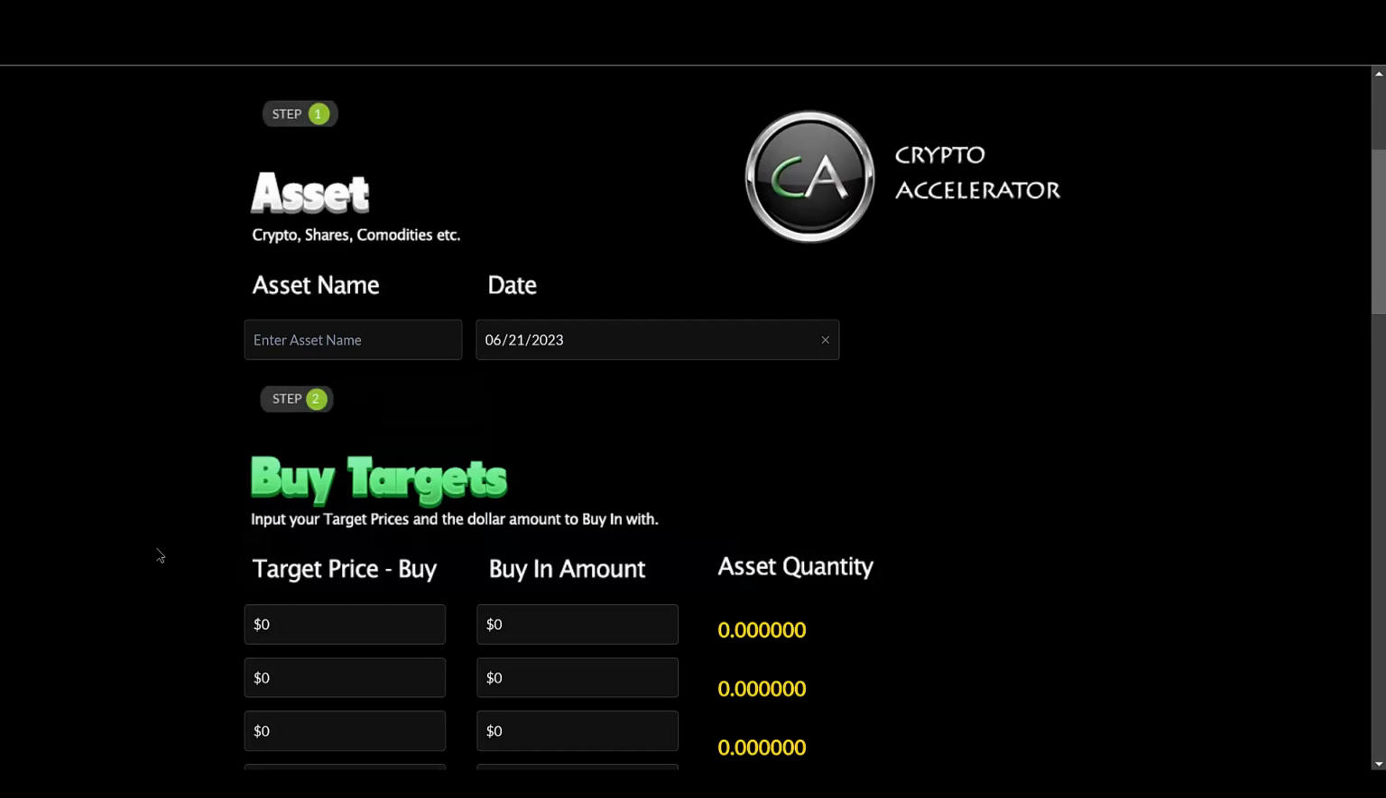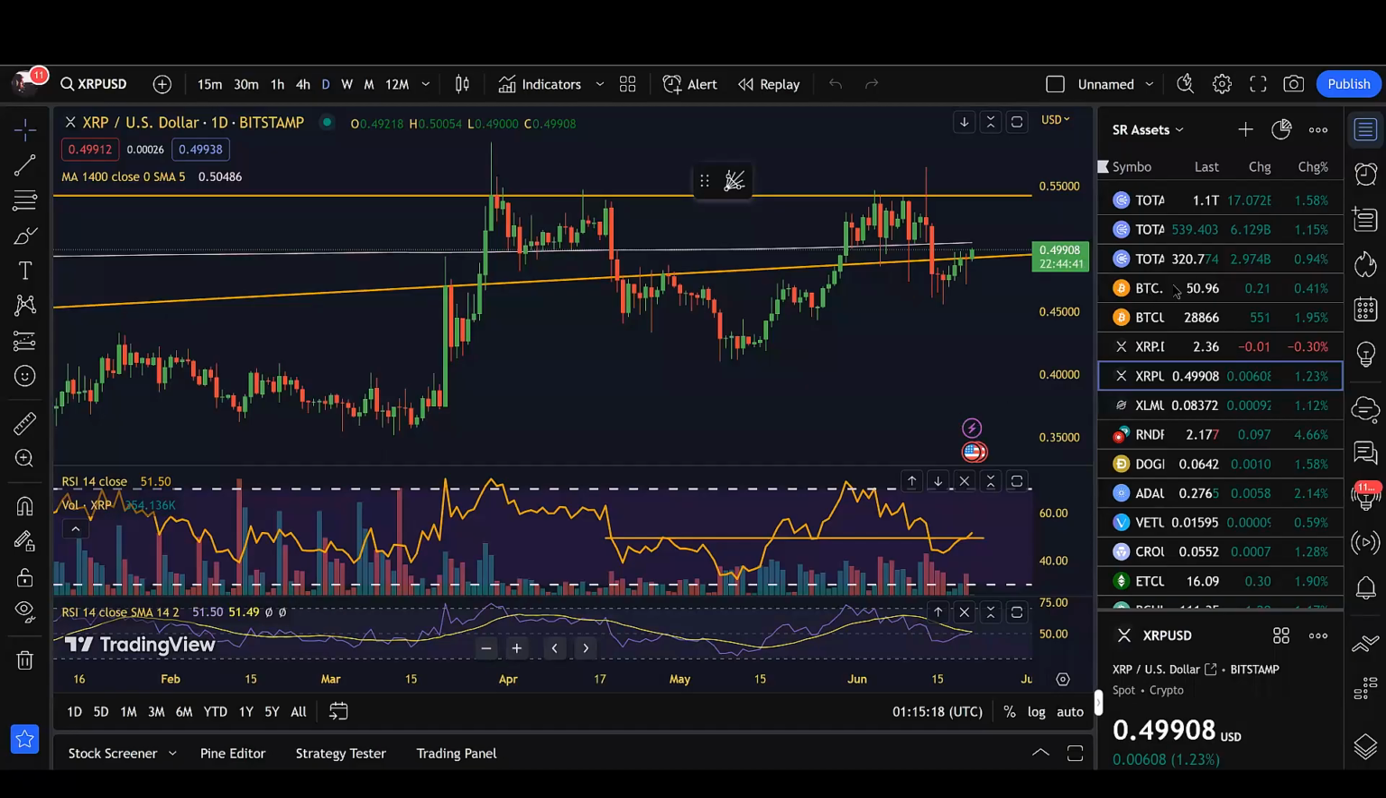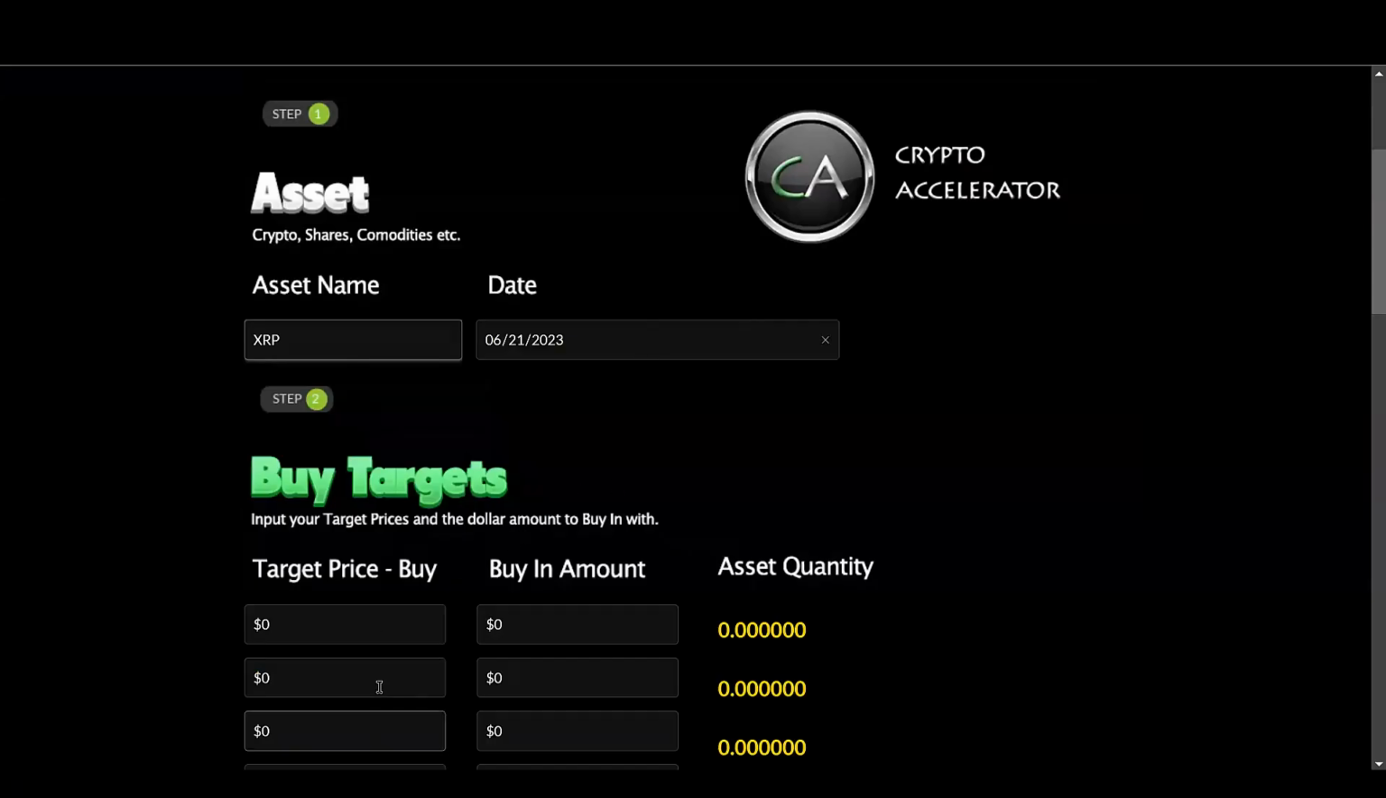Okay, let's get started. Let's add XRP in here. So if we want to later on, we can email this to ourselves. XRP is currently sitting at, it's got a little pop in the market, just a little pop. We're at 49.7. So let's use that as our first buy target, 0.497. And we'll just play around that figure.